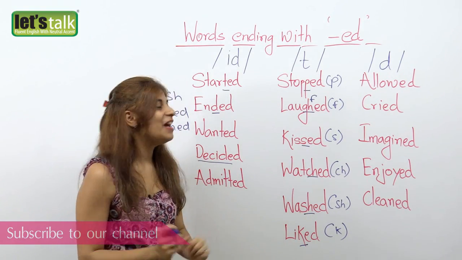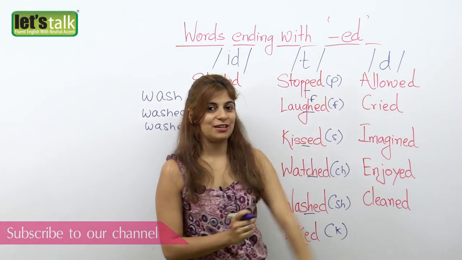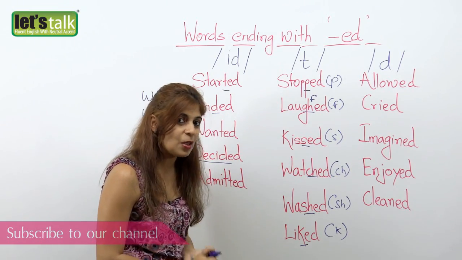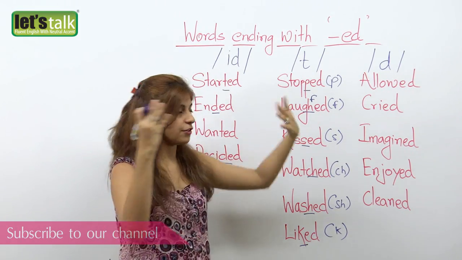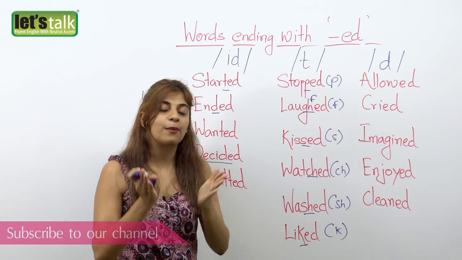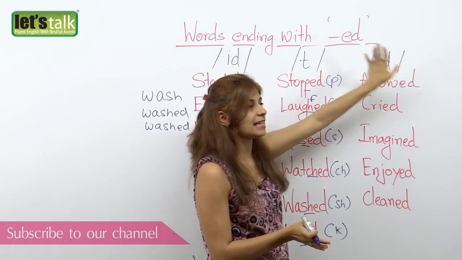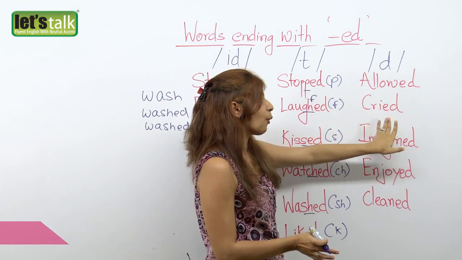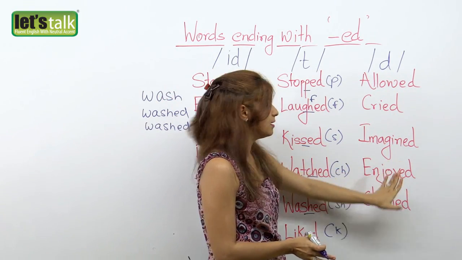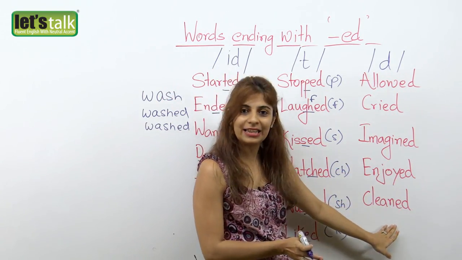Simple? Now let's have a look at the last sound here. That is the d sound. All other words, ending with different sounds, the correct pronunciation of ed would be the d sound. So it's going to be allowed, cried, imagined, enjoyed, and cleaned.